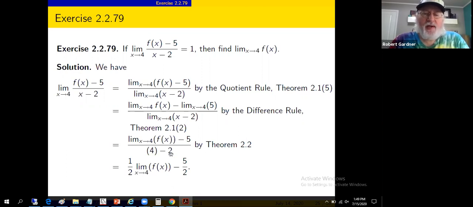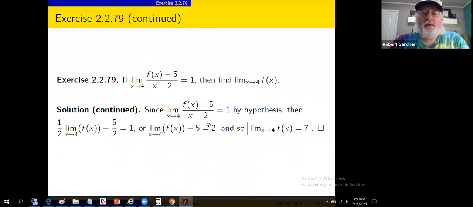So 4 minus 2 gives us a 1/2. Let's bring that out front. We'll have 1/2 times this limit that we're looking for, minus 1/2 of 5. Let's write that as negative 5/2. So we've got the limit we were given equals this quantity here. You were told that limit's 1, so I know this quantity here is 1. Remember, we're looking for the limit as x approaches 4 of f of x.